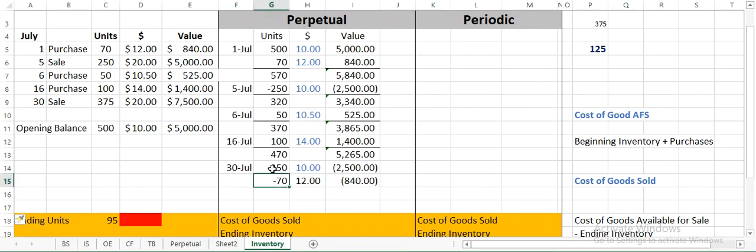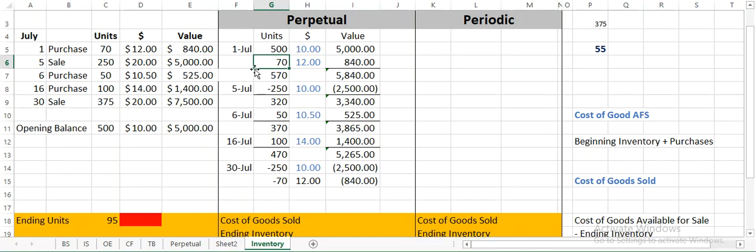We got 70 and 250. The total of 70 and 250 is 320. And remember, we're going towards 375. So let's put that in here. 375 minus 250 minus another 70. So we have 55 more to claim. And so let's move on to the next purchase.